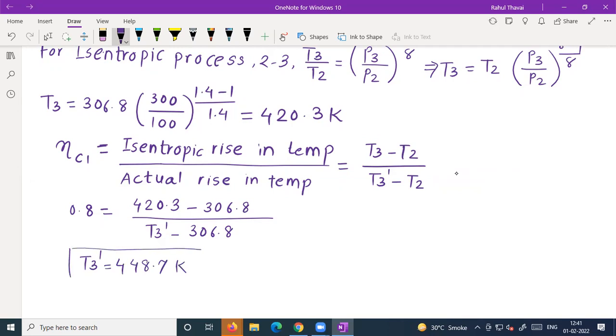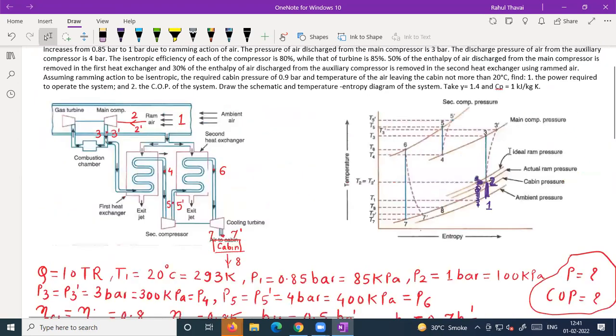448.7 Kelvin. See, it is a simple calculation. That's why I'm not asking you to solve it. We got T3 dash. Every temperature we are calculating. Now I should get the temperature at point number 4.